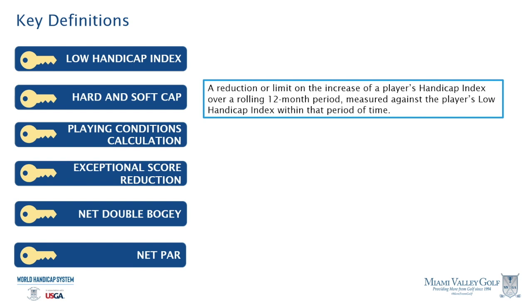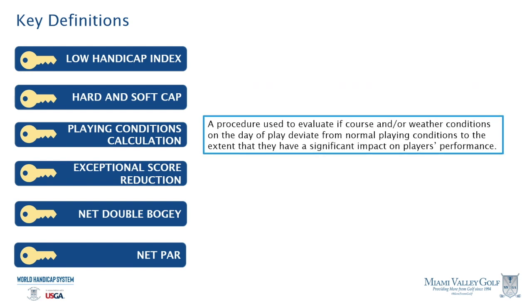There are hard and soft caps, which essentially is a reduction or limit on the increase of a player's handicap index over a rolling 12-month period measured against the player's low handicap index within that time period. So that's the hard and soft cap. Now, playing conditions calculation, it's a procedure used to evaluate if course and or weather conditions of that day deviate from normal playing conditions to the extent that they have significant impact on a player's performance. This is actually something that came from Golf Australia. They've been doing this for a number of years, and it works, and there'll obviously be more details on that as we get a little further.